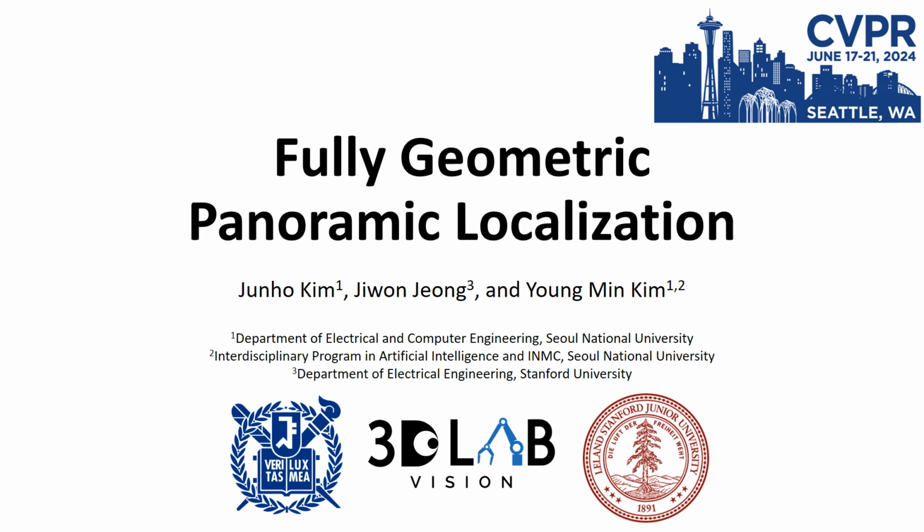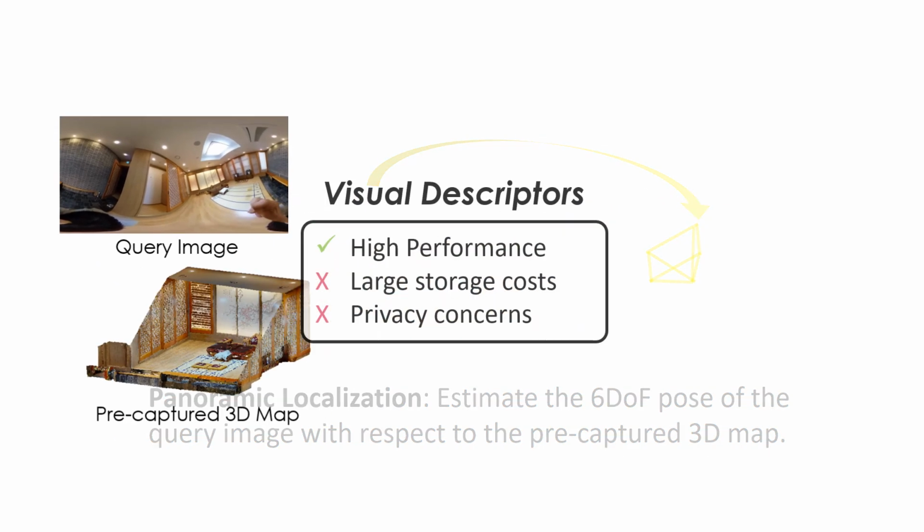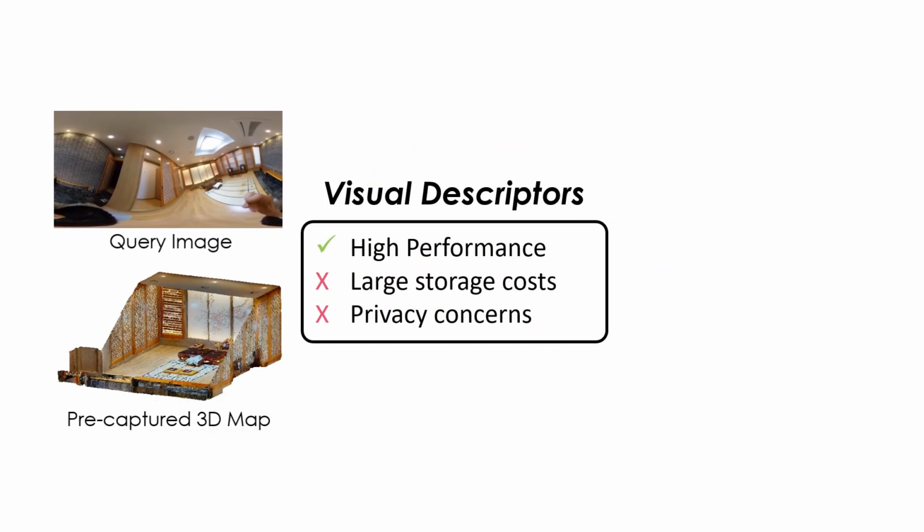In this video, I'll present our paper titled Fully Geometric Panoramic Localization. The goal of panoramic localization is to find the 6DOF pose of a query 360-degree image with respect to a pre-captured 3D map. Conventional localization systems leverage visual descriptors from the image and point cloud, which attains high performance but incurs large storage costs and privacy concerns.